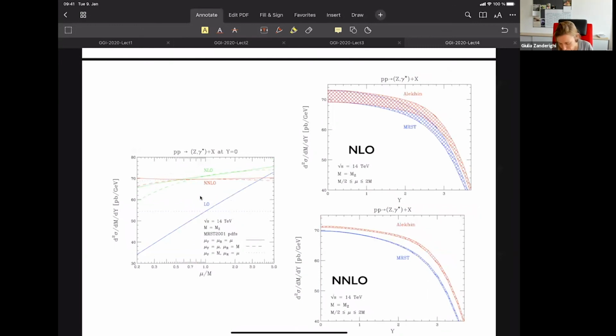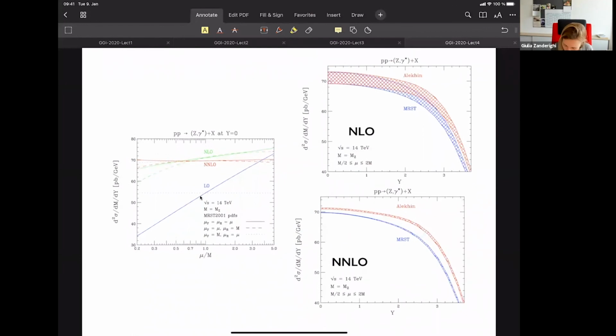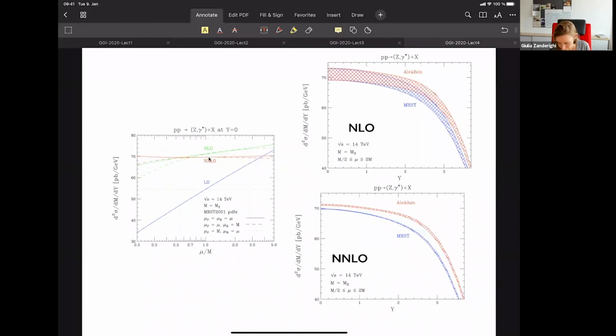The plots on the right are very old plots, but I want to show you how things were at the time. So people did next to leading order calculations with different PDF sets, and you see that the results overlap, there is a larger band. When you go to NNLO, you see this shrinking of the uncertainty band. Now, this shrinking really means that if you have data, you can use this data to very nicely constrain PDFs, and this is what was done at the time.